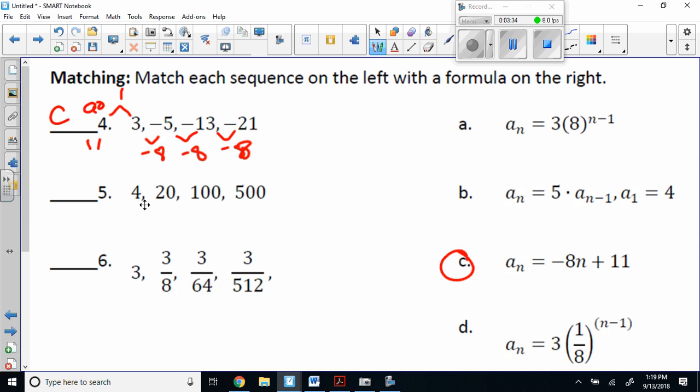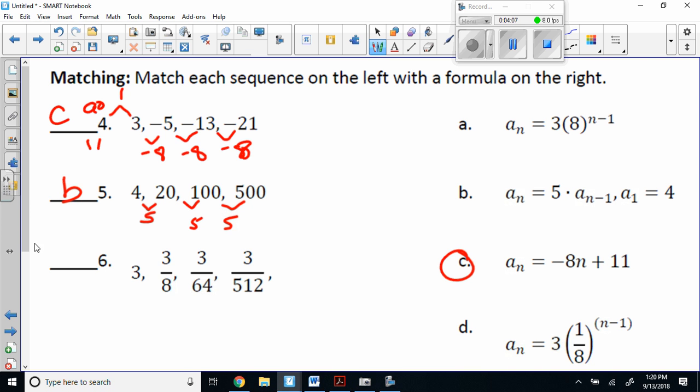All right. These ain't common differences, right? You can very quickly see. 20 divided by 4 is what? 100 divided by 20 is what? 500 divided by 100 is what? Okay, so, whew, man. It ain't that one, is it? Why? That's an 8 for the constant ratio. Okay, is it this one? Okay, so the only one that's got a constant ratio is what? 5. That's B.